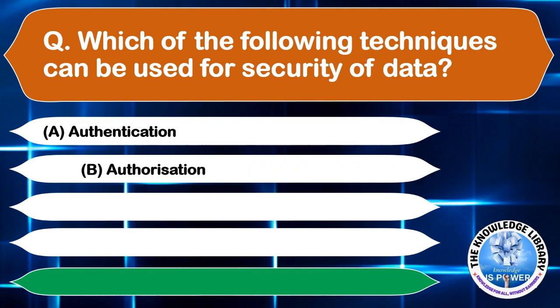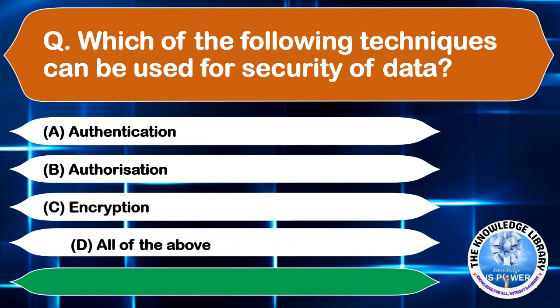The next question is, which of the following techniques can be used for security of data? Option A, authentication, option B, authorization, option C, encryption, option D, all of the above. The correct answer is option C, encryption.